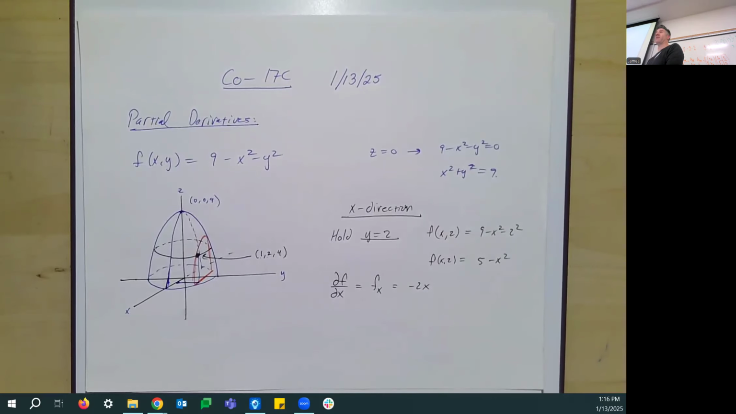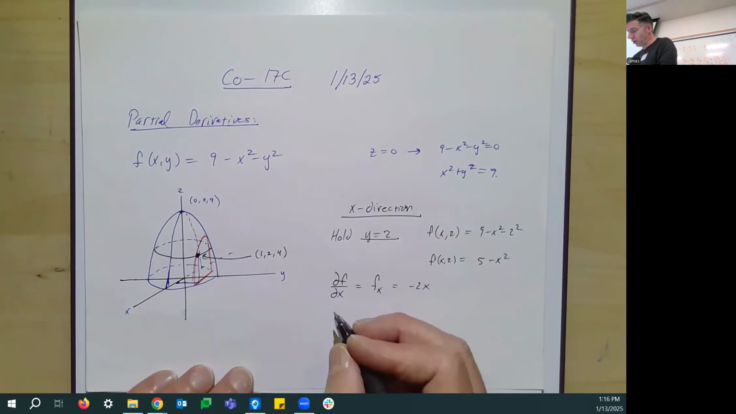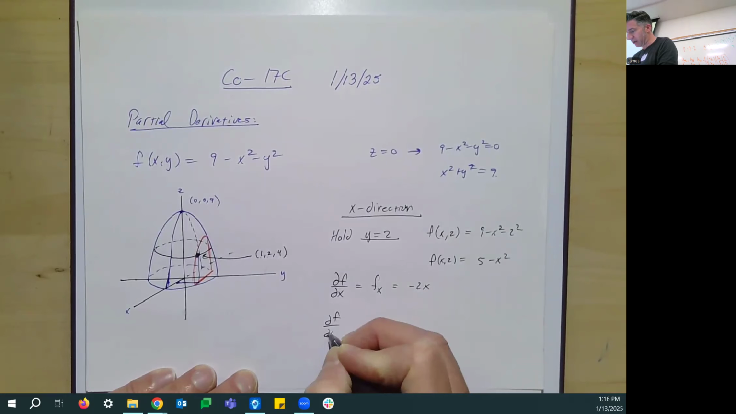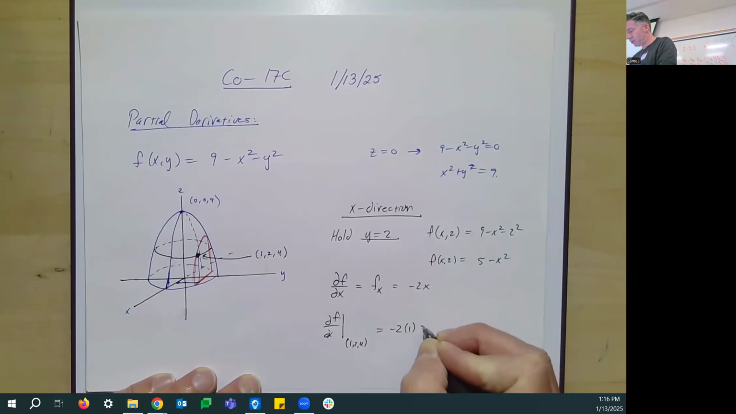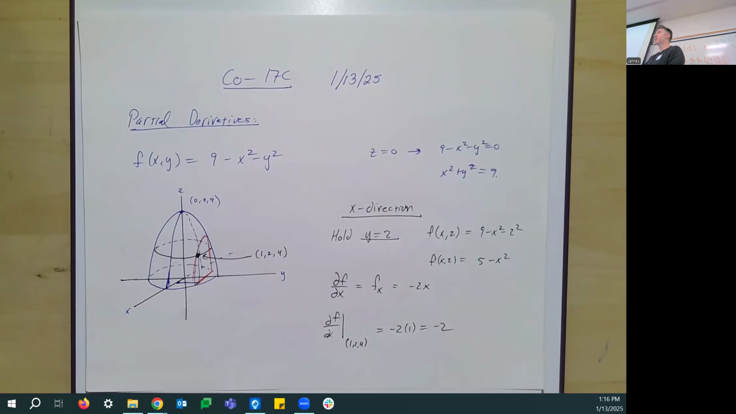And then if we want to find out the value of the derivative at that point, we're going to plug in the point. So del f del x evaluated at the point (1, 2, 4) is going to be negative 2 times 1, which is negative 2. So that means at that point, if I moved 1 in the x direction, I would move down 2 in the z direction. I'd move 1 forward and down 2 because my slope is negative 2.